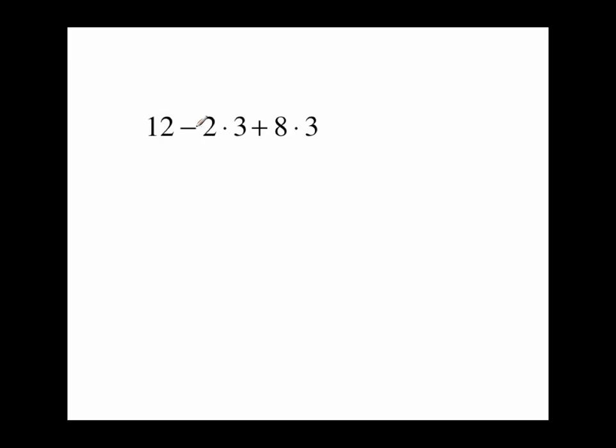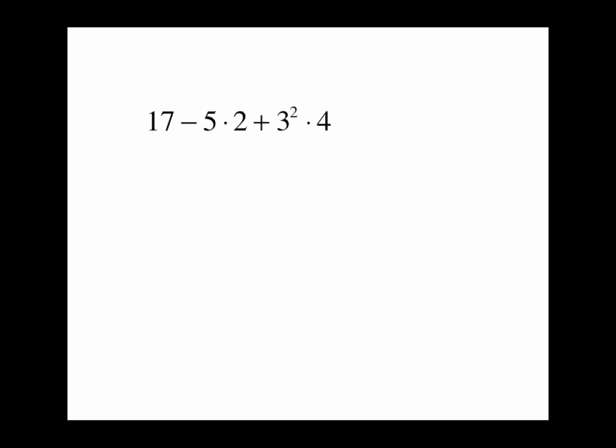Another example. Here's a minus that I'm going to circle. Here's a plus I'm going to circle, just to help me separate the problem into little bite-sized pieces. The 12 that's in front of the minus is just going to hang out here in front of the minus. But this part between the minus and plus, and this part behind the plus, is going to have to be evaluated. 2 times 3 is 6. Plus 8 times 3, 24. Now we're down to something easy, all addition and subtraction, left to right. 12 minus 6 is 6. 6 plus 24 is 30.